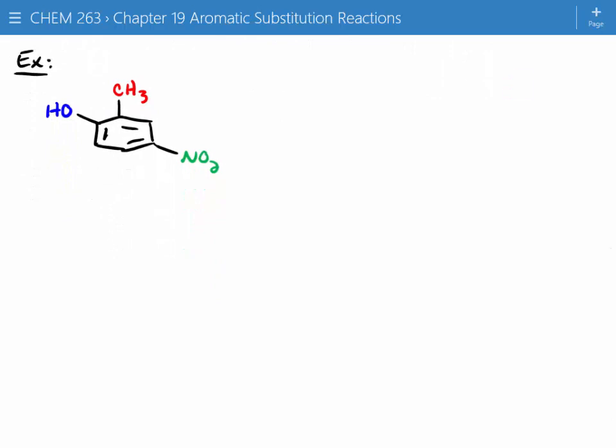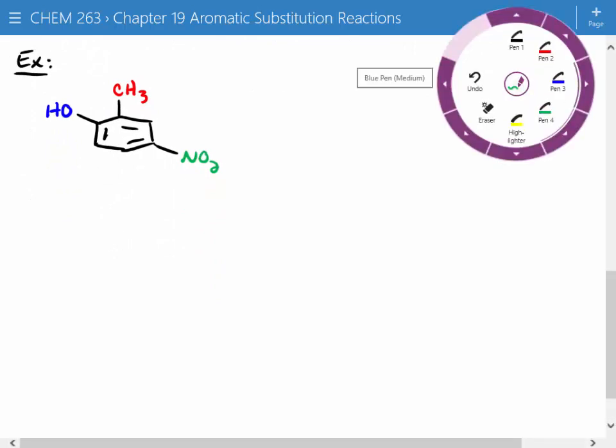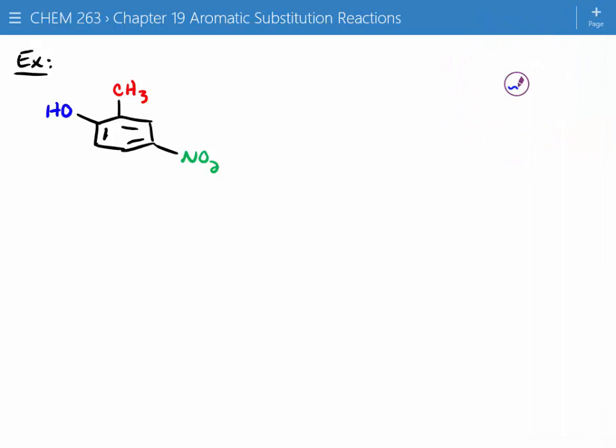It has a lone pair. Is it going to be an ortho-para director or a meta director? What do you guys think? Ortho-para, because it's got the lone pair on the oxygen that can donate into the ring. It's going to favor electron density being in either the ortho or the para positions. So we can say, all right, it could add there. What about here? Nope, it's blocked by that methyl group, so we exclude that position.